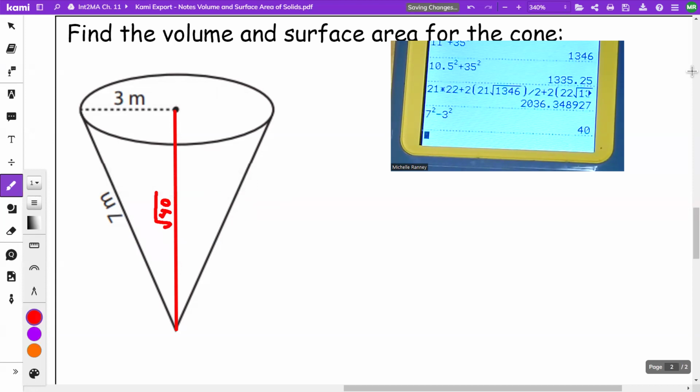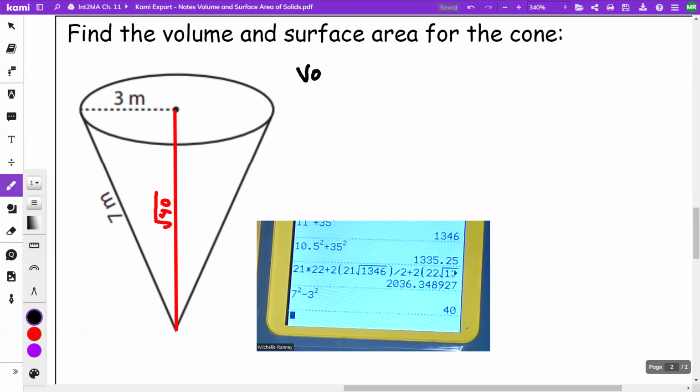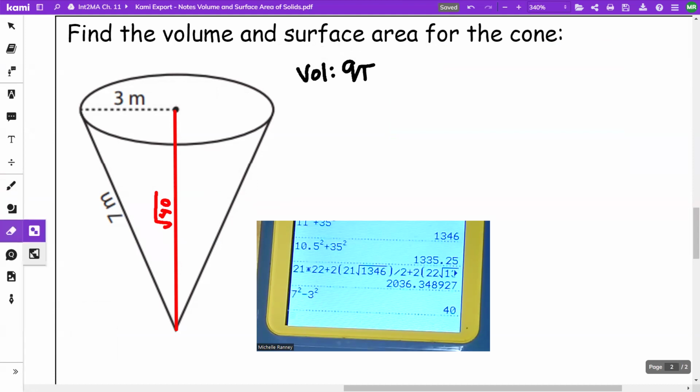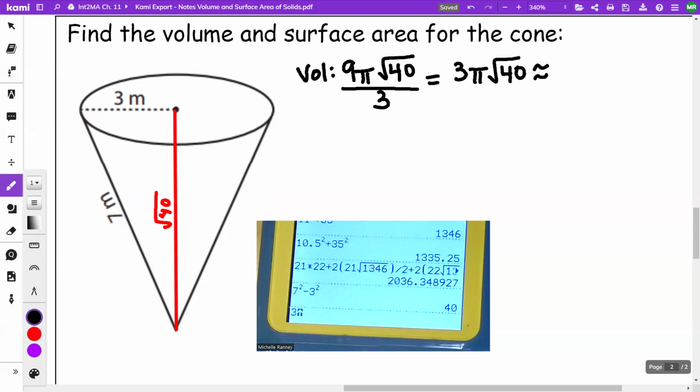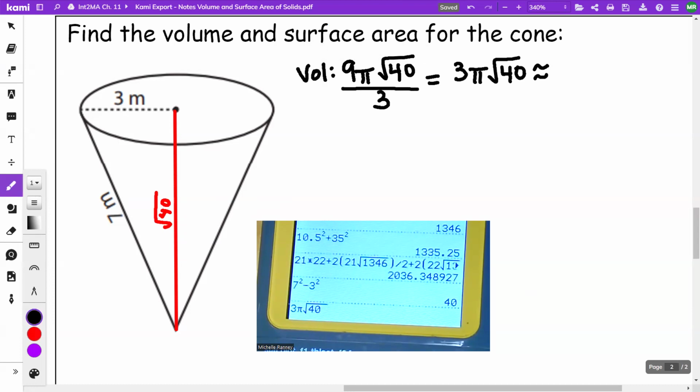And so when I'm trying to find my volume, I am going to take the area of the base, which is going to be 9 pi, times my height, which is root 40. And then I'm going to divide it by 3 because I do not have this whole entire thing. So that's going to be 3 pi times the square root of 40. So let me put that in my calculator.